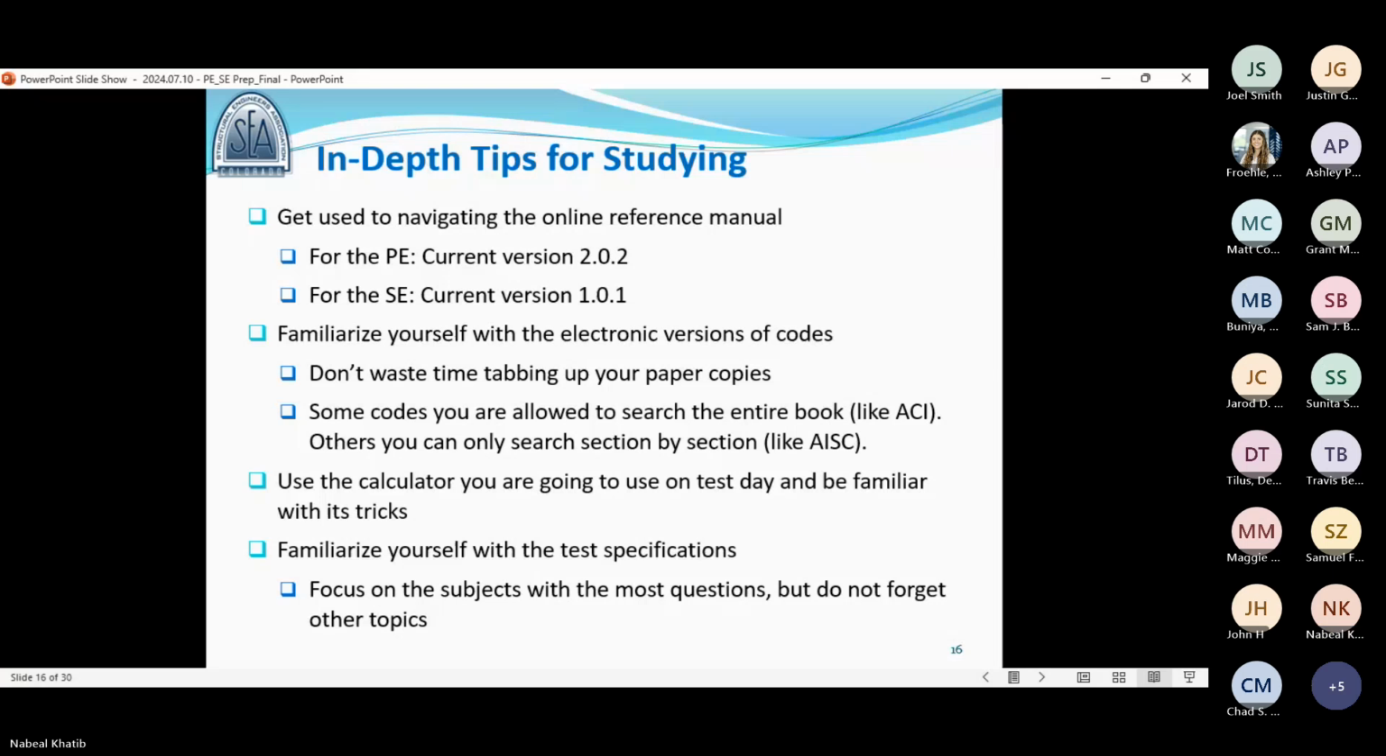Familiarize yourself with the test specs. And what I meant by in-depth tips here, it doesn't really mean that they go by order, but definitely together they will work perfectly. So familiarize yourself with the specs. Know what are the most important things on the specs.